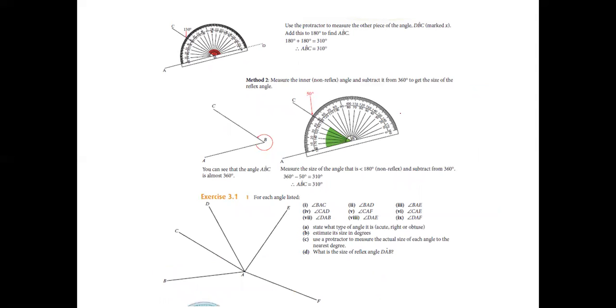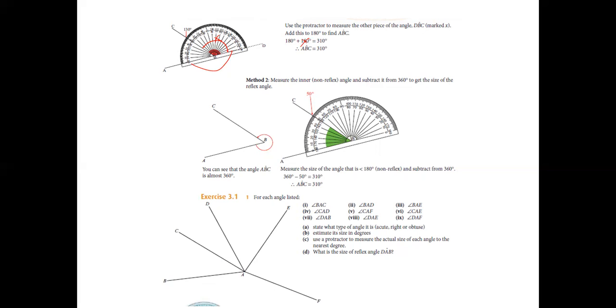And here, yes, we have the solution already. Use the protractor to measure the other piece of angle DBC marked X. So this angle is X. Because we already know this straight line is equal to 180, and this angle must not be 180 because it's not a straight line. In books you can sometimes see little mistakes.